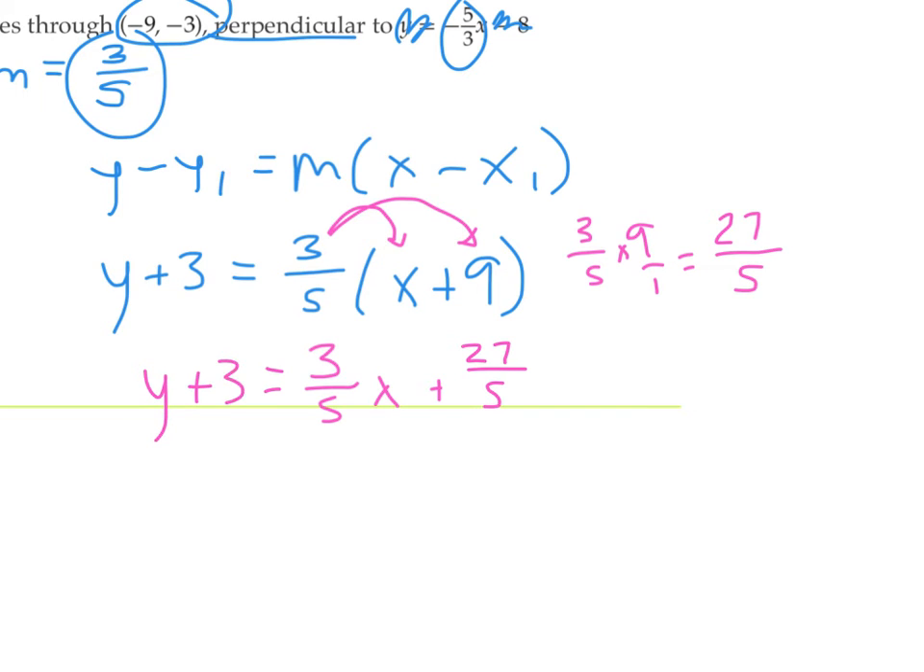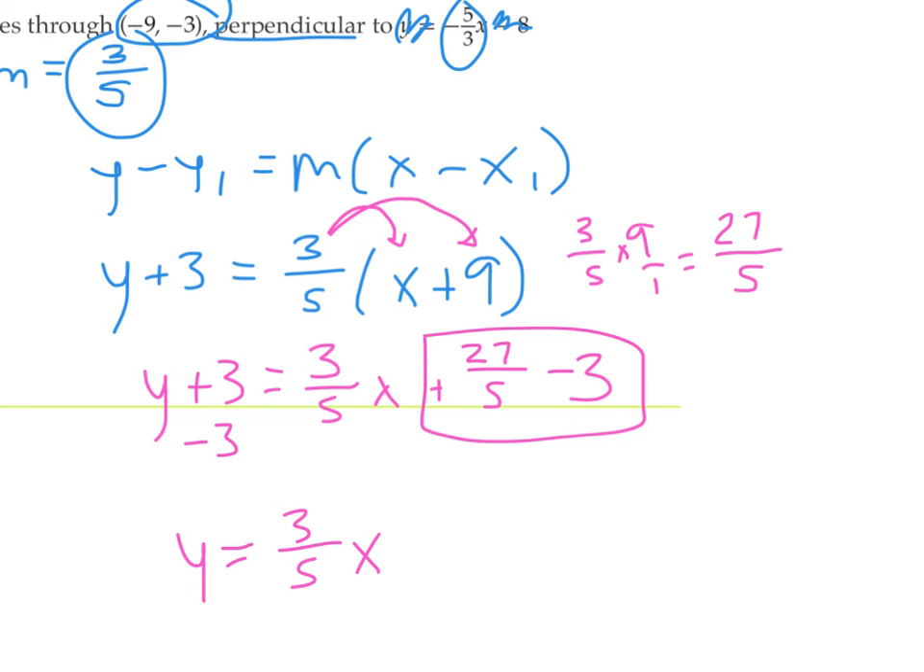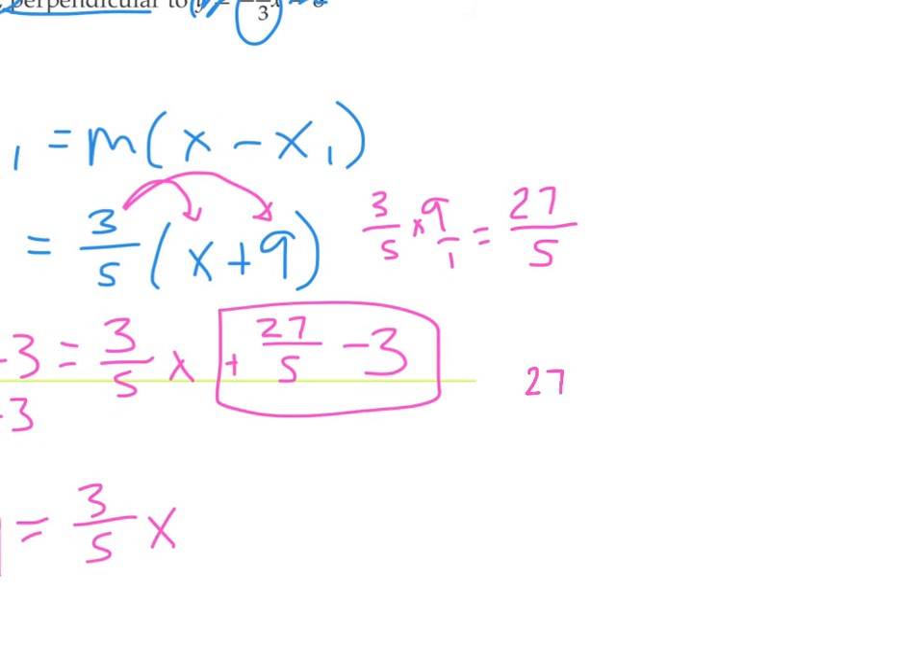And it's equal to y plus 3. Now how do we get our y all by itself? What's the last step we need to do? Add the plus 3. So if we're adding 3 on the left side, how do we get rid of it and move it to the other side? Subtract it. Subtract 3. So we have y is equal to 3/5 x. And then we have to combine our like terms here. So 27 over 5 minus 3.